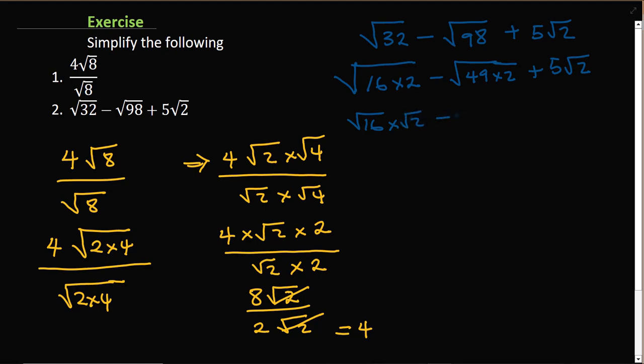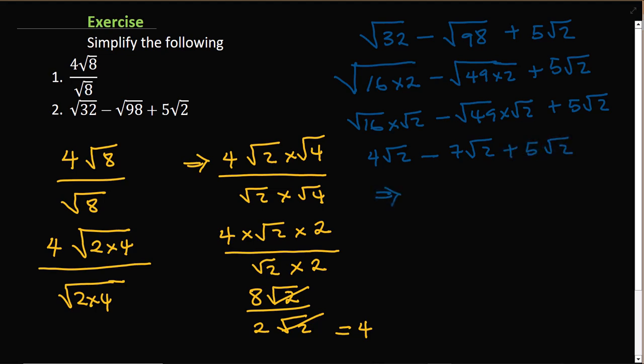I'm just taking every step one after the other. Then 49 multiplied by √2 plus 5√2. The square root of 16 is 4, so 4√2, I'm multiplying 4 times √2. Minus the square root of 49, which is 7, so 7√2, and then plus 5√2.